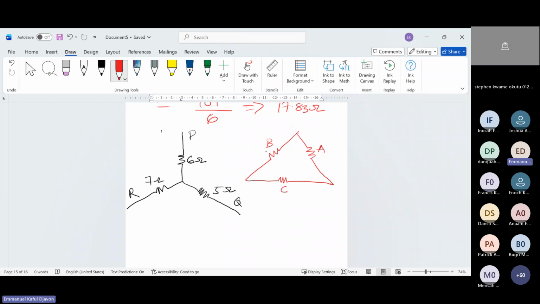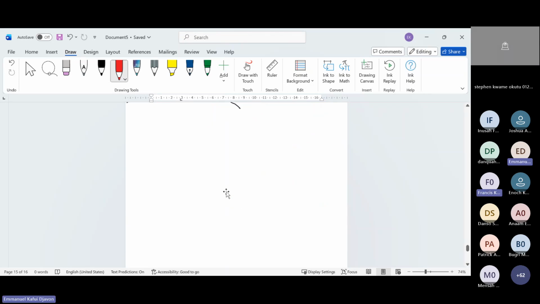So from our analysis, C is equal to 17.83 ohms. A is equal to 15.29 ohms. B is equal to 21.4 ohms. So this is it. So now, let's move forward.